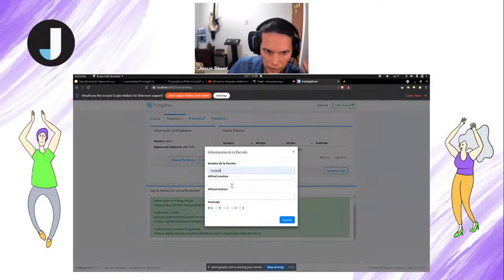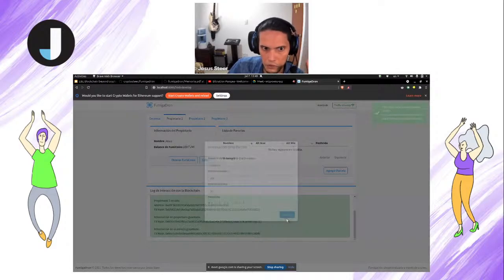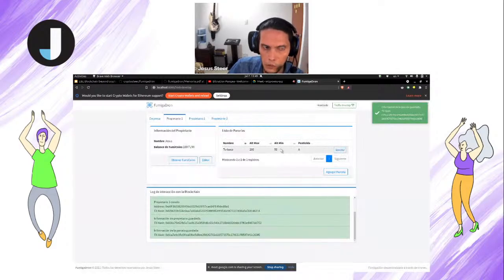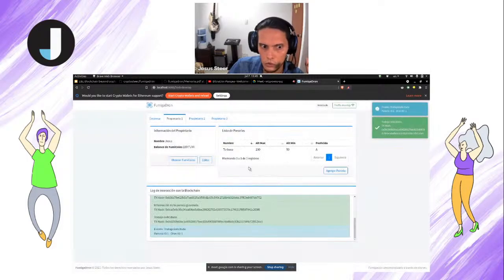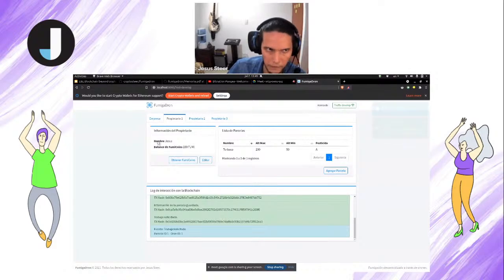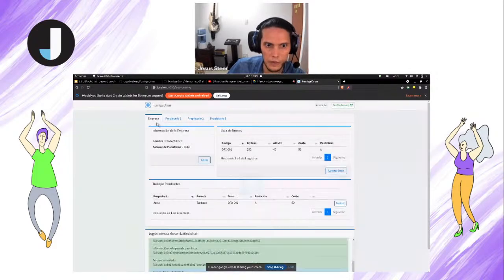So I'm going to create a land. The name is not important. And these specifications need to be compatible with the drone we just created. And we are going to request a job. So we choose which drone we want and what we want to pay, because it also depends on the cost.